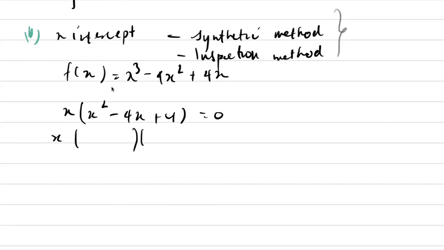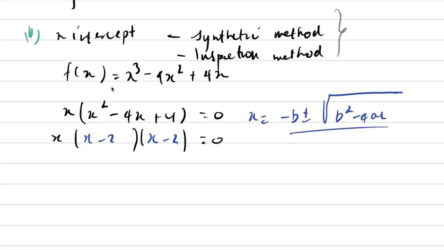Will minus 2 do? x minus 2 and x minus 2. Am I wrong? Let me check. That checks out. So we could use the quadratic factorization. Because this factor came out, I'm going to equate x to 0, x to 2, and x to 2. Now this root is coming out twice.